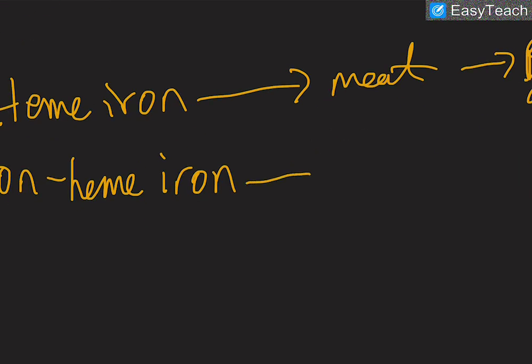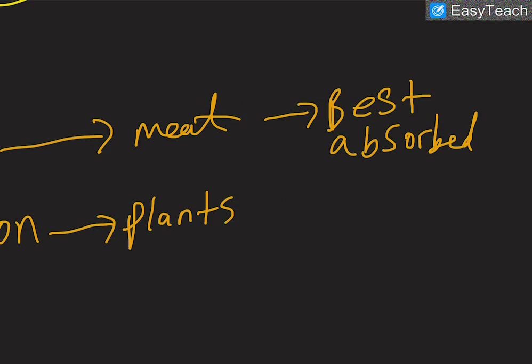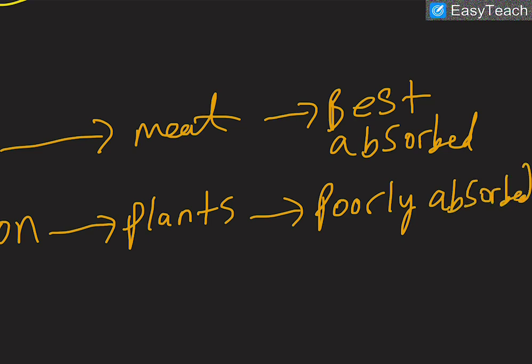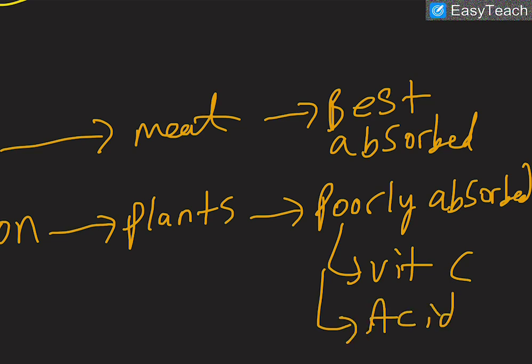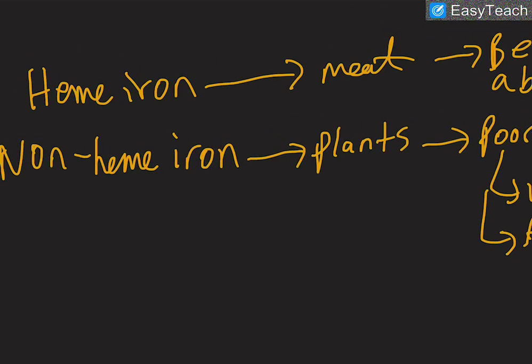And then non-heme iron is from plants, like legumes or leafy greens, and this is poorly absorbed. This is the form of iron that's poorly absorbed, and you really need vitamin C and acid to absorb this form of iron. So those are two types of iron.